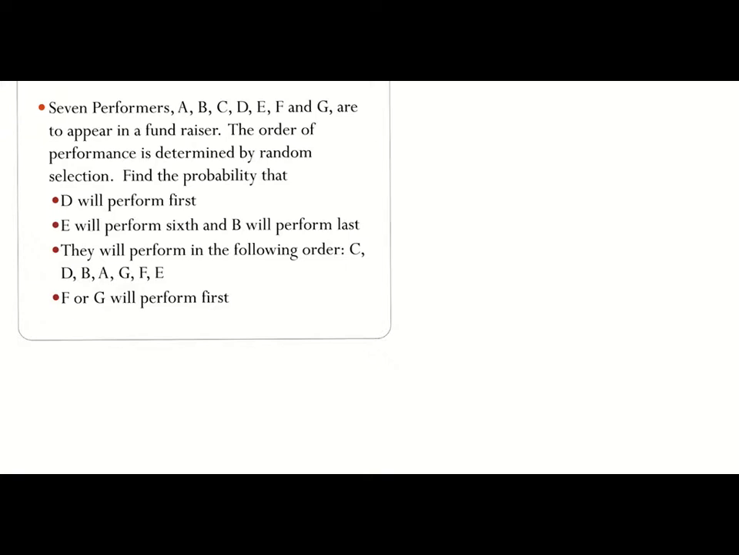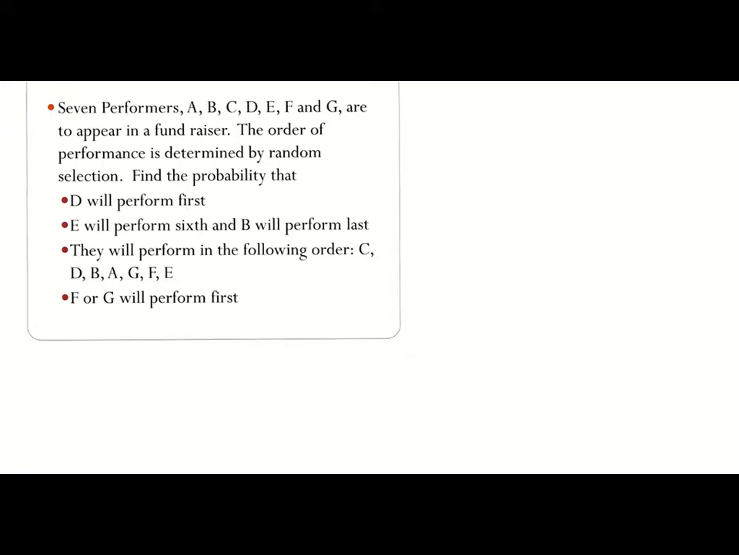Okay, so here we have 7 performers, A, B, C, D, E, F, and G, and they're going to appear in a fundraiser. The order of performance is determined by random selection. Find the probability that D will perform first. Well, for this one, we have 7 total options. For the first spot we have 7 choices, and he is 1 out of 7. So it will be 1/7 for that.